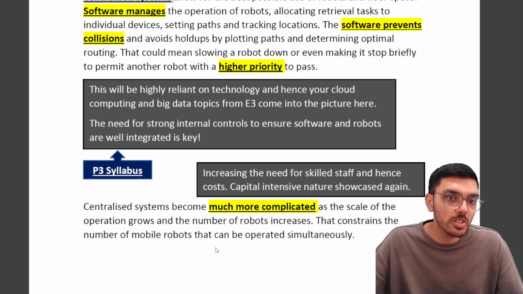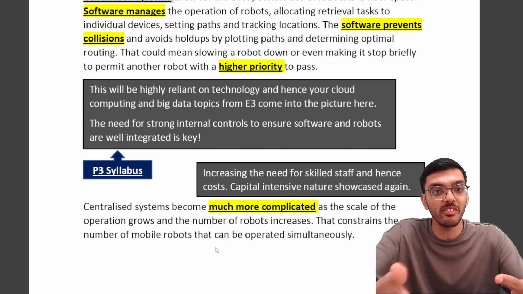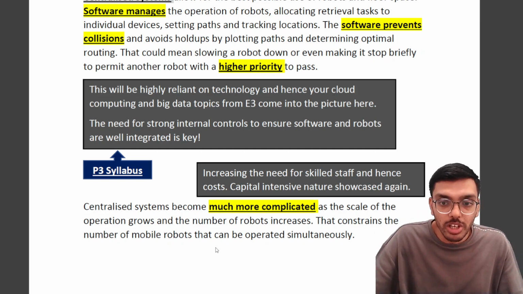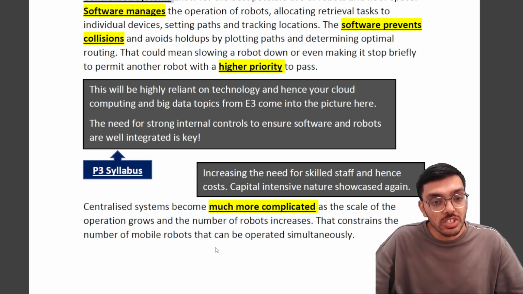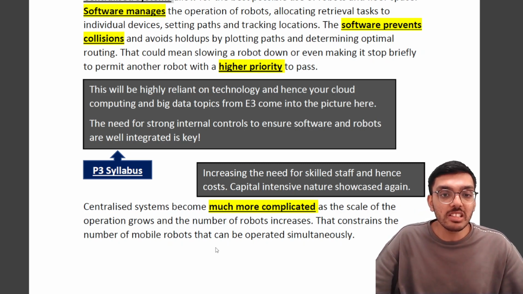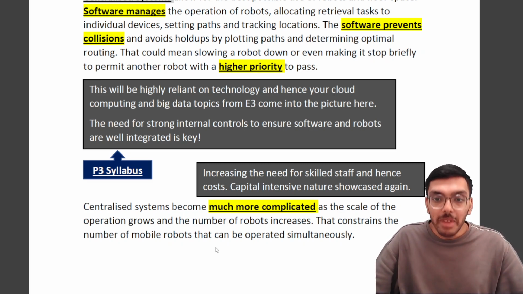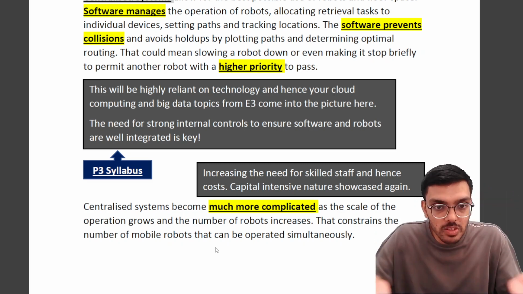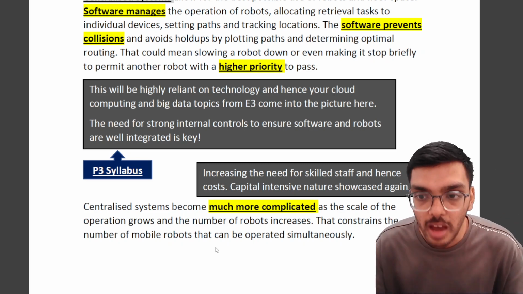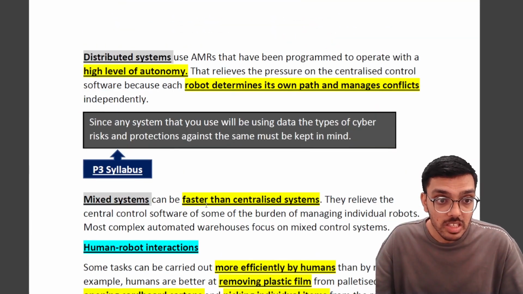10 routes, 10 robots, manageable. 50 routes, 50 robots becomes difficult, because in that one warehouse, if there are 50 different routes, it's going to get complicated. So that constrains the number of mobile robots that can be operated simultaneously. So increasing the need for skilled staff and hence costs. Because if it's complicated, then you need well-educated, technology-backed staff to make sure that solutions are found. So you will need skilled staff in this business. So capital intensive nature from the very beginning is still continuing.